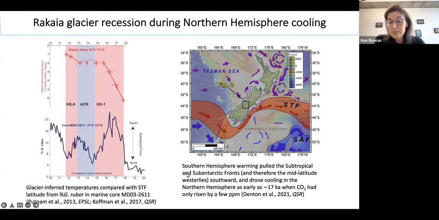And there's a very nice paper by George Denton in QSR last year that summarized this probably more clearly than I am doing, by looking at compiling moraine records for glaciers in the southern Alps, and looking at how that compared to the timing of change in CO2, and finding that the warming in the southern hemisphere appears to be something that pushes the climate towards an interglacial condition out of a glacial, and then the CO2 rises slightly later on.